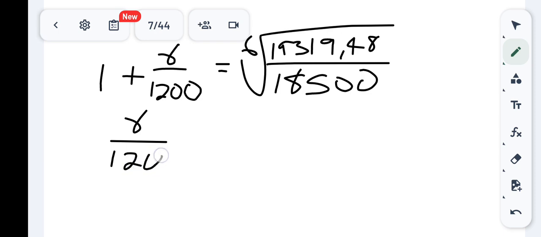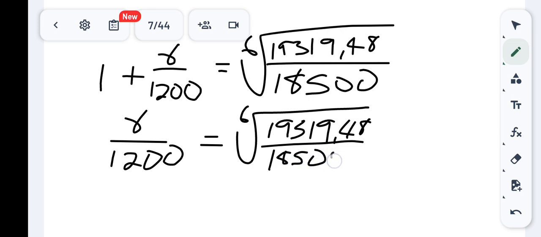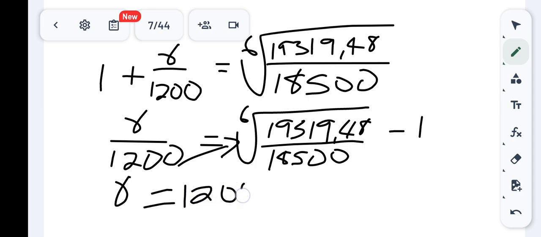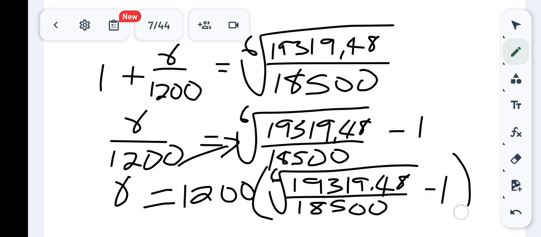Then I'm left with r over 1,200 equals the sixth root of 19,319.48 divided by 18,500, minus 1. Then cross multiply. 1,200 is going to multiply that sixth root, and of course together with minus 1, right? So hence I'm going to introduce 2 brackets, and then the sixth root of 19,319.48 divided by 18,500, minus 1. Then you close that.